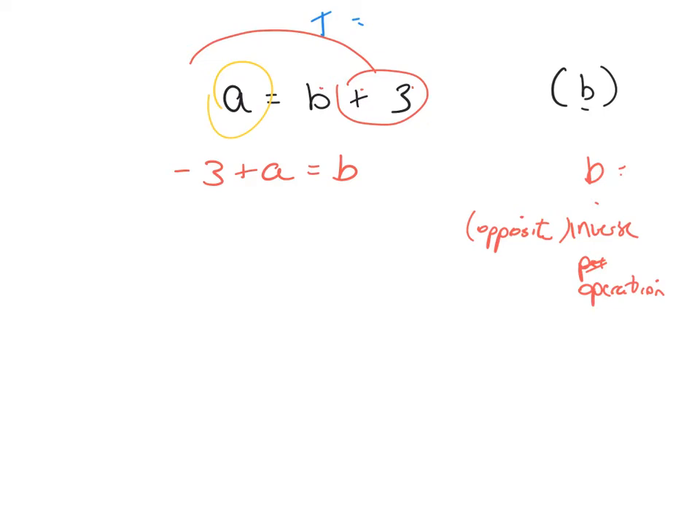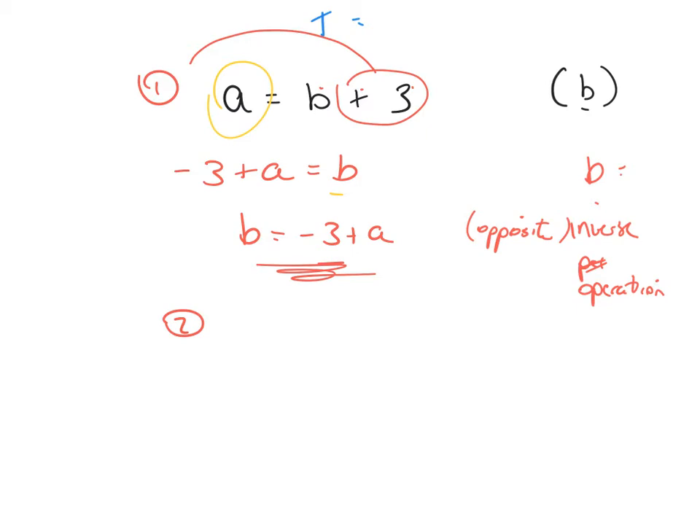And now instead of the subject of the formula being a, it's now b. What we could do at that point, instead of writing minus 3 plus a equals b, we could just swap them and say, right, well, b equals minus 3 plus a, which is exactly the same thing, but it's just getting the b on the left-hand side. Okay, so that's a simple one to get going, but let's do some more simple ones.